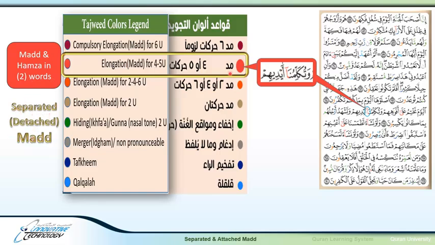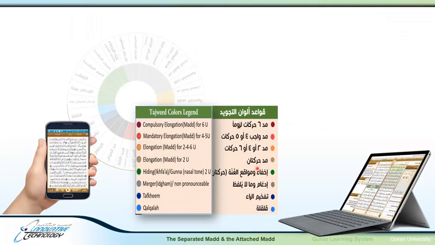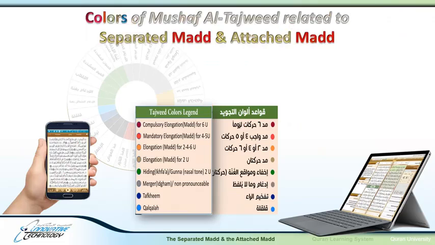But notice that we have hidden here the word mandatory, wajib, from the med rule. We have hidden that because of a reason that we'll describe here. We've just learned that in Mushaf al-Tajweed there is one color used for both the separated med and the attached med, and that is the bright red color.